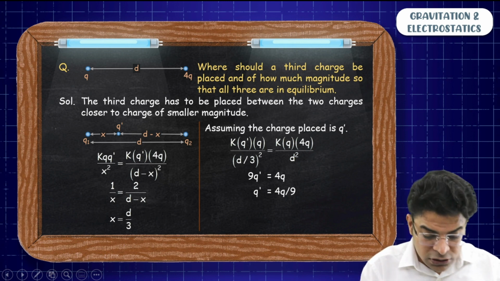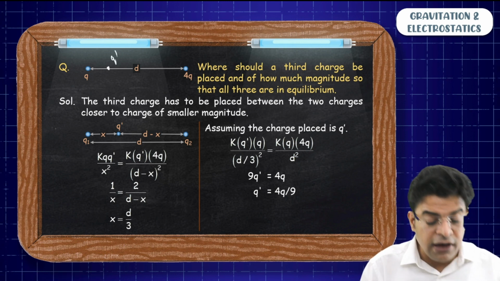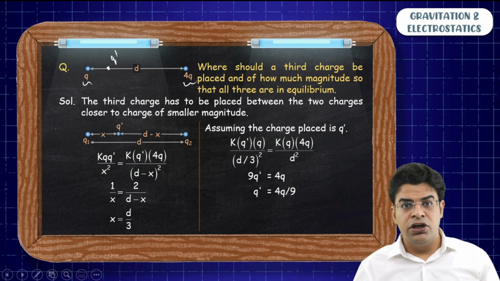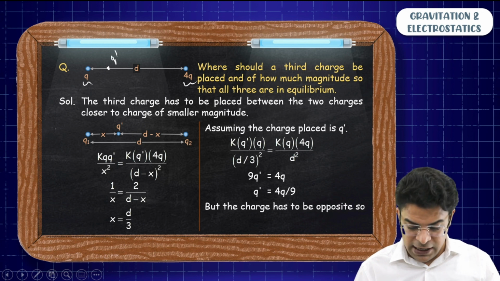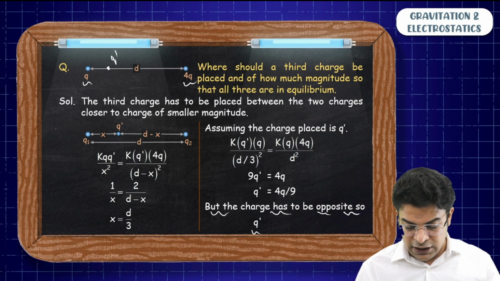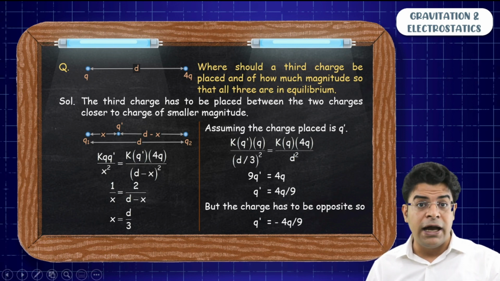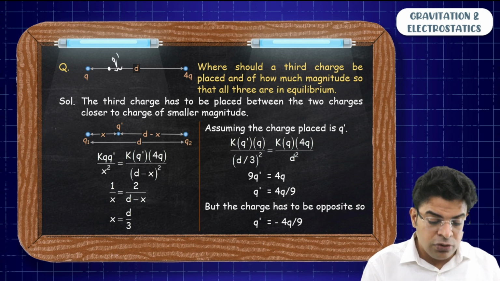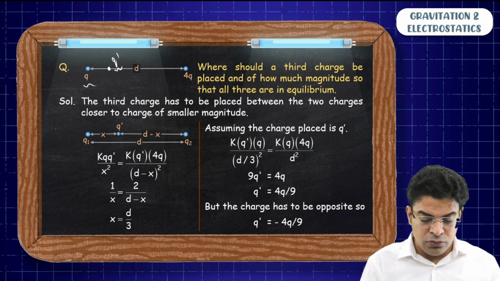Why? Because the third charge to be placed should have opposite nature to this q and 4q so that it attracts. So the proper answer will be that, but the charge has to be opposite, so we say that q dash has to be equal to minus 4q by 9. So the third charge placed here should be of opposite nature compared to this q and 4q.